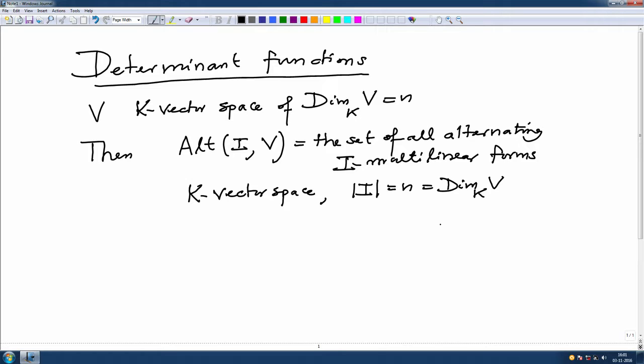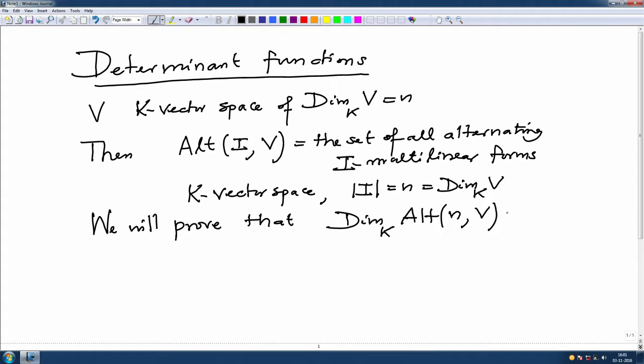This is the first interesting case, when the cardinality of I is equal to the dimension, and in this case I will prove that this is a one dimensional vector space. We will prove that the dimension of this vector space, dimension k, I will keep writing ALT NV, is 1. So, this is what I am preparing today for.